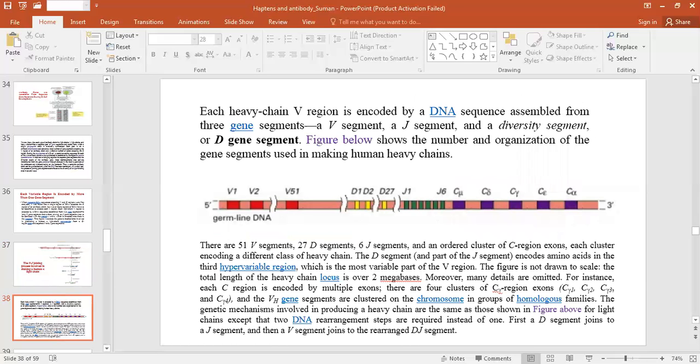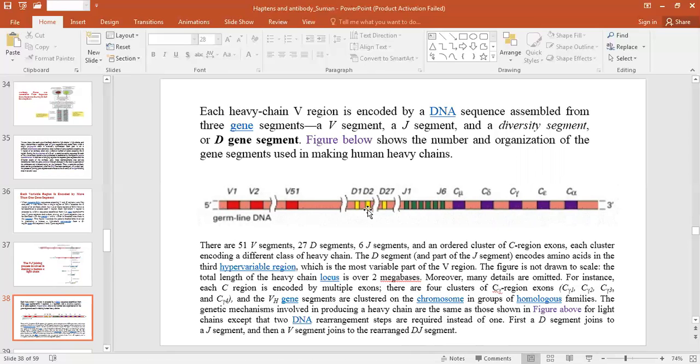So here each heavy chain V region is encoded by a DNA sequence assembled from three gene segments, that is the V segments, the J segments, and the diversity segment, that is known as the D gene segment. And this figure will show you the number and organization of the gene segments used in making human heavy chains. So here you can see this is your germline DNA. This is not at all the B cell DNA. This is the germline DNA.